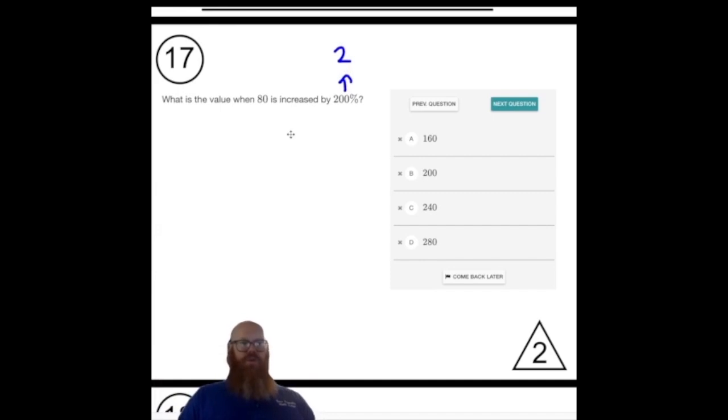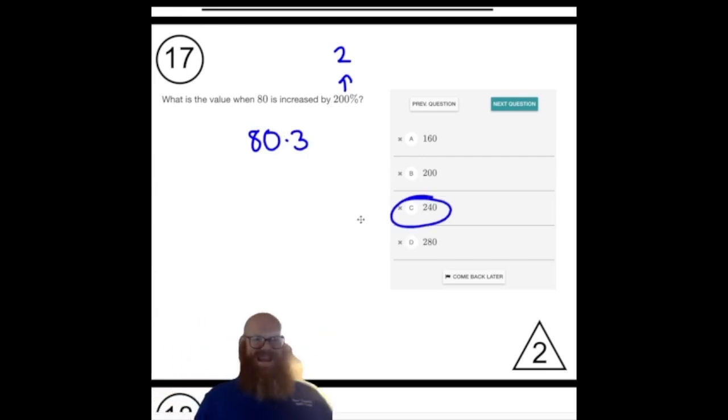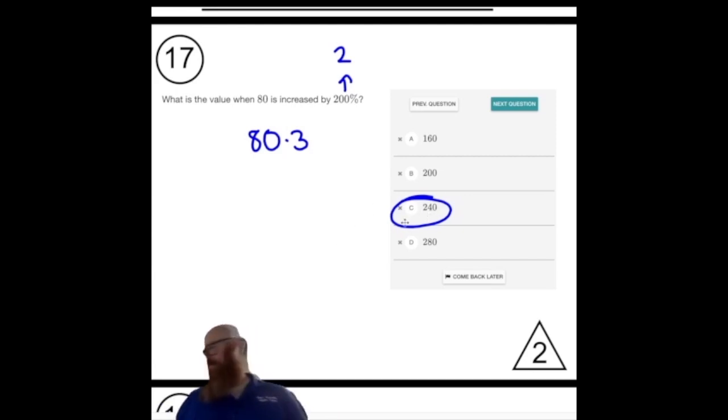And if I add 2 to 1, I get 3. So I'm really doing 80 times 3, which is 240. All right. If you do 200% of 80, you're going to get 160. But the problem is it's increased by that amount. 80 increased by 160 is 240.